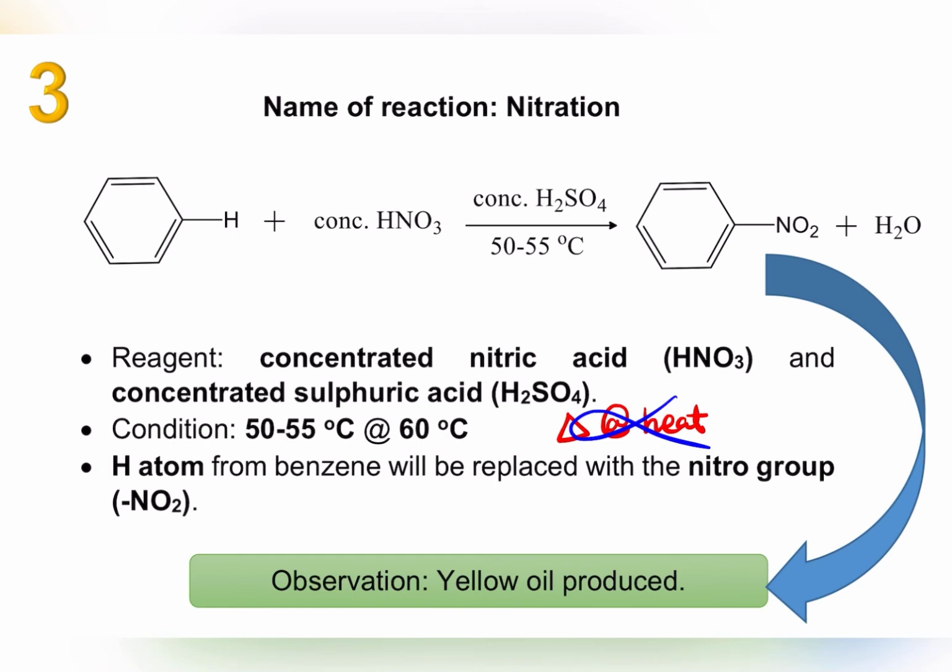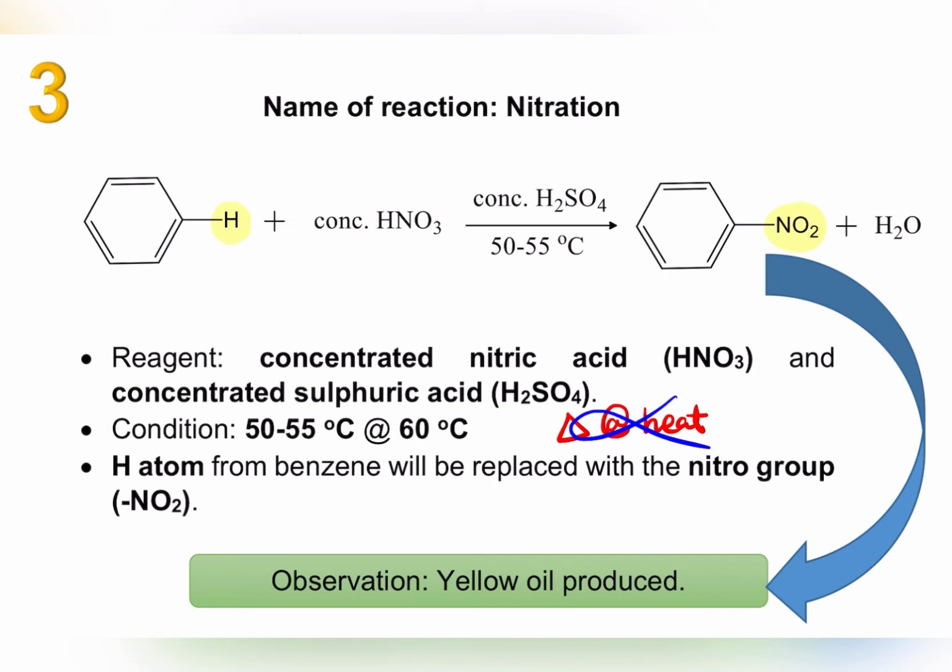And what will happen in this case, you are going to use the substitution where the hydrogen attached to the benzene will be replaced with an NO2 group. So NO2 group here, where does it come from? Actually, it comes from this one, HNO3.